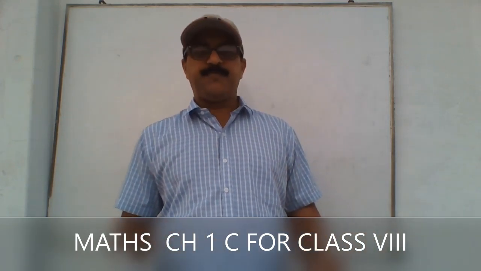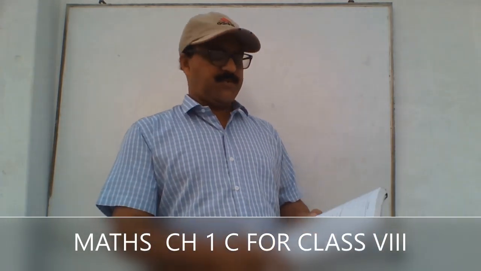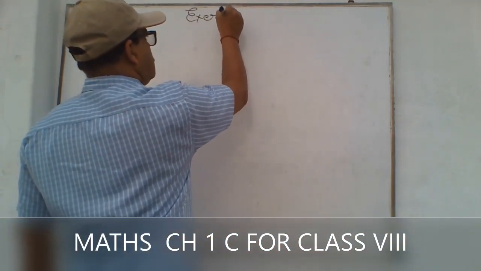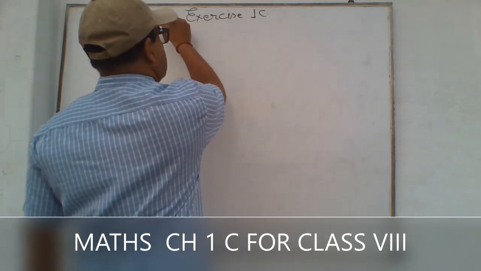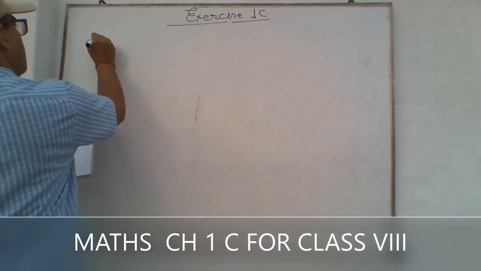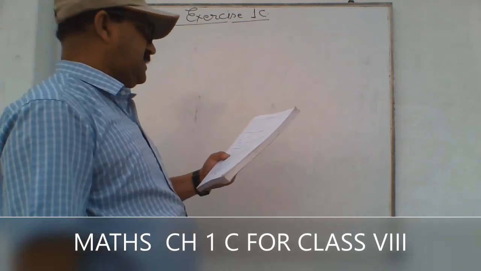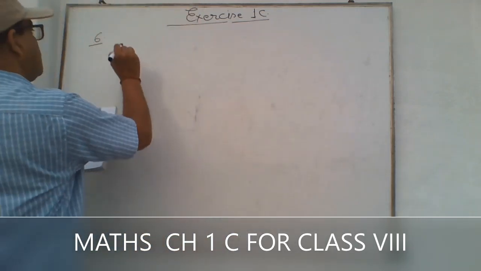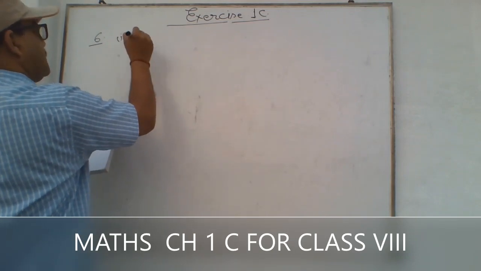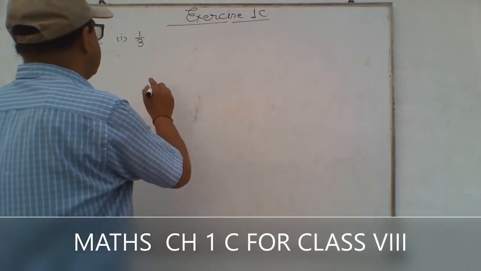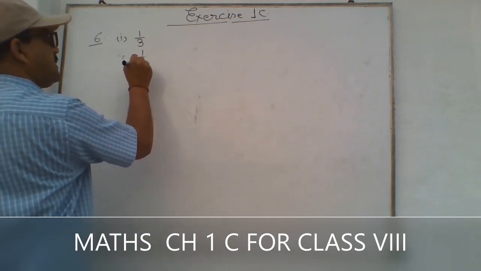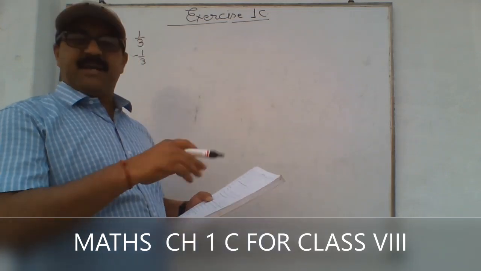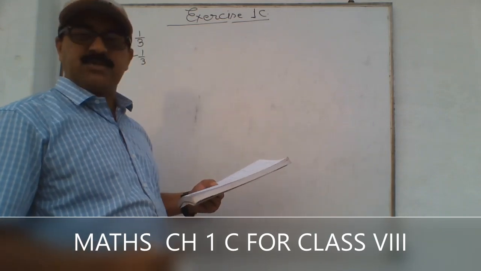Now let's resume our exercise 1C from question number 6. In question number 6, it said find the additive inverse of each of the following. Additive inverse. The first one is 1 by 3. As we know, the additive inverse of this number is minus 1 by 3. When the given rational number is positive, it becomes negative. This one is called the additive inverse of it.